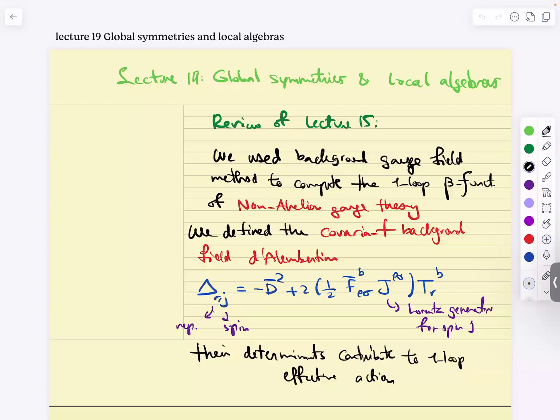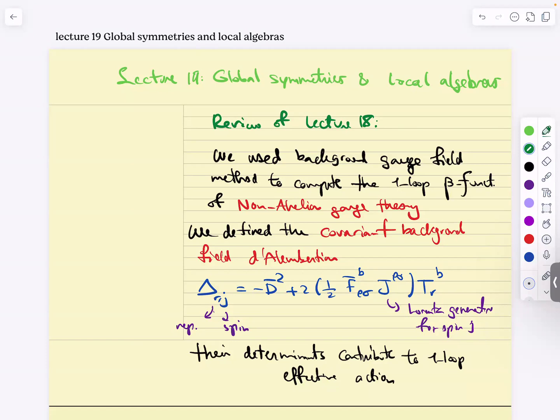So today we're going to start talking about something new, a new section of the course, which is global symmetries and local algebra. We talked about non-local observables in classical field theory. These were Wilson lines, which ended on pairs of charge and anti-charge, and Wilson loops. Now we're going to talk about this in quantum theory, but from the perspective of local algebras.